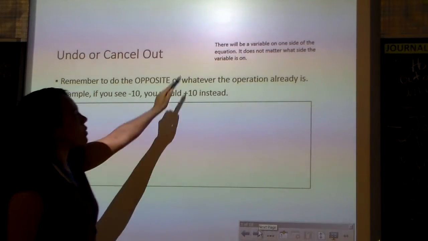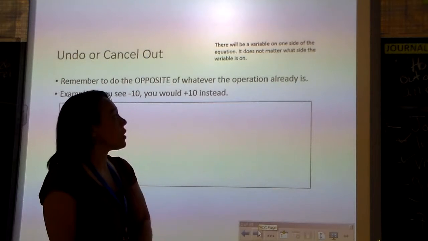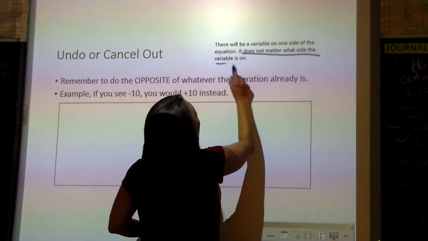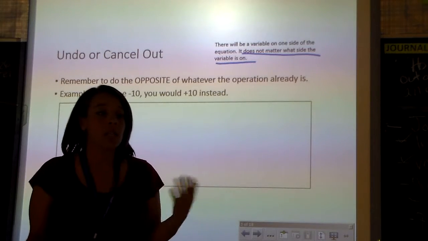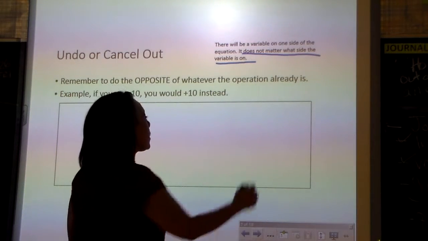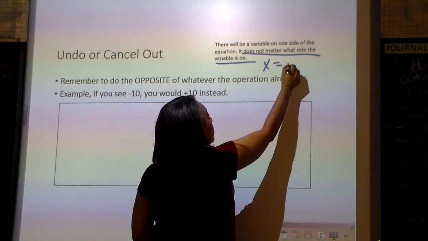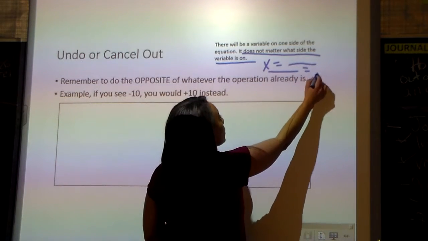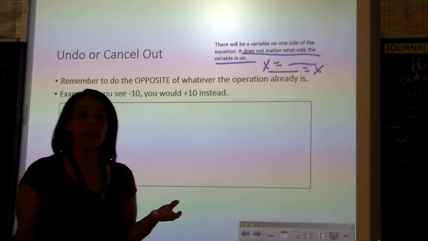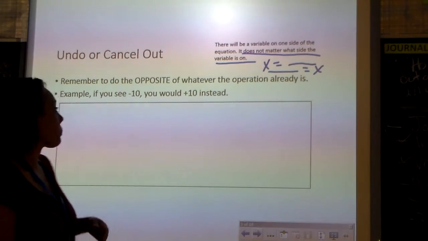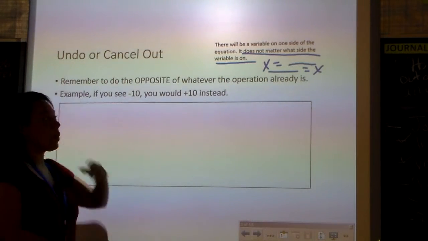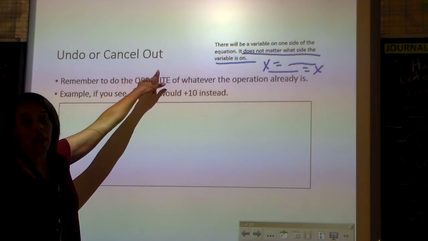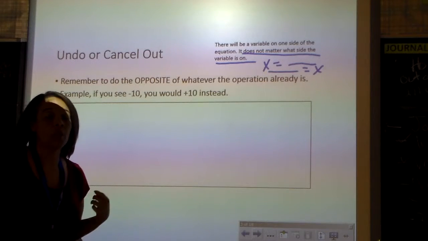So, like I said, there's going to be a variable on one side of the equation. Please underline, it does not matter what side the variable is on. Sometimes it may be on the left and it may be x equals a bunch of stuff. Or it may be a bunch of stuff equals x. Both ways are perfectly acceptable. What we do when we're shuffling things around, we undo or cancel out. That's the terminology you use.